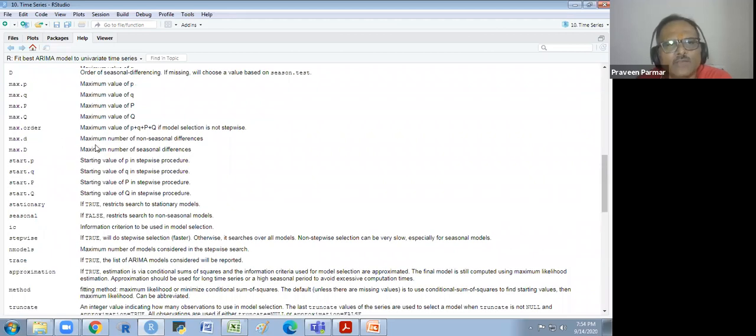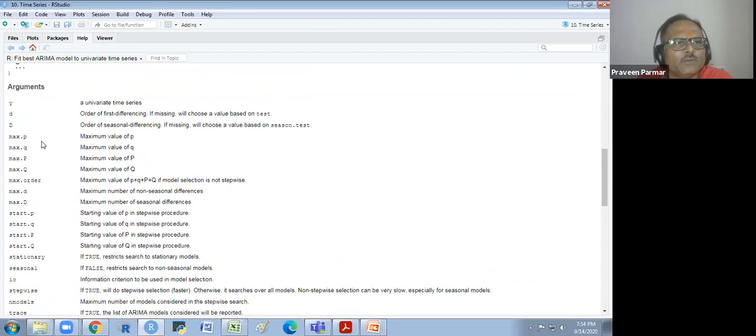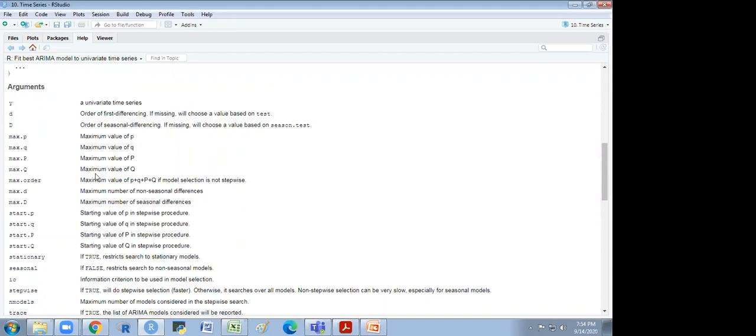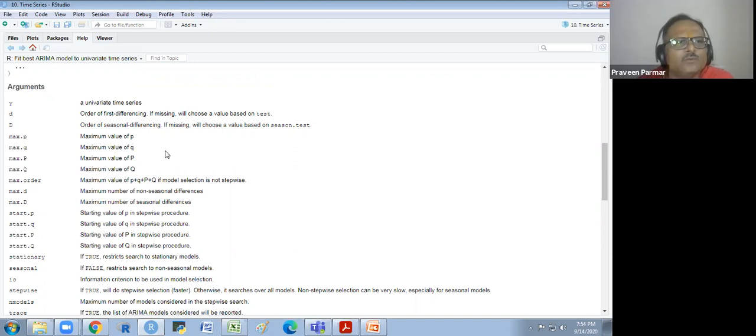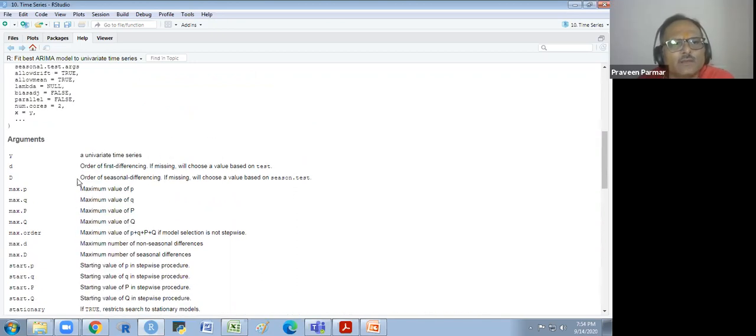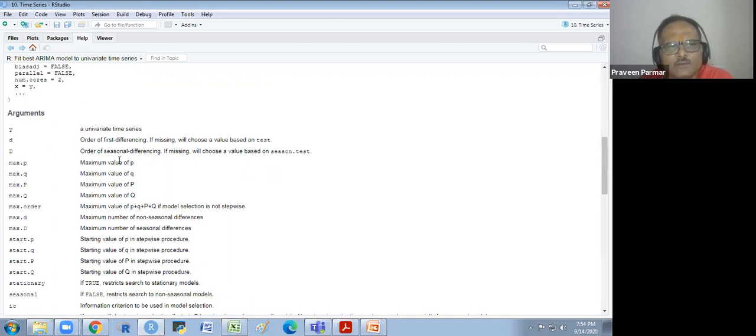The max.d is the maximum number of non-seasonal differences, small d. Then max.p, the maximum value of P, max.q, the maximum value of Q, and max.P, the maximum value of capital P, and max.Q, the maximum value of capital Q. And here D is the order of first differencing. If missing, it will choose a value based on a test. Internally it is too complicated basically. It is the auto ARIMA formula we are using, and it is calculating everything. We don't have to do anything. We just get the output.